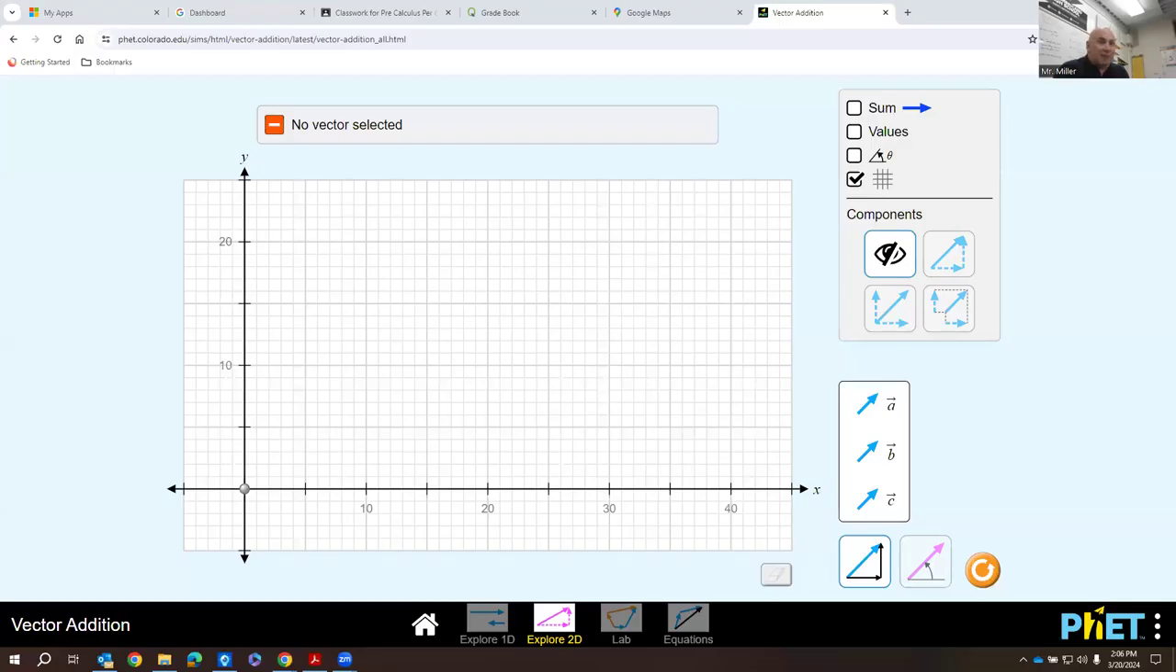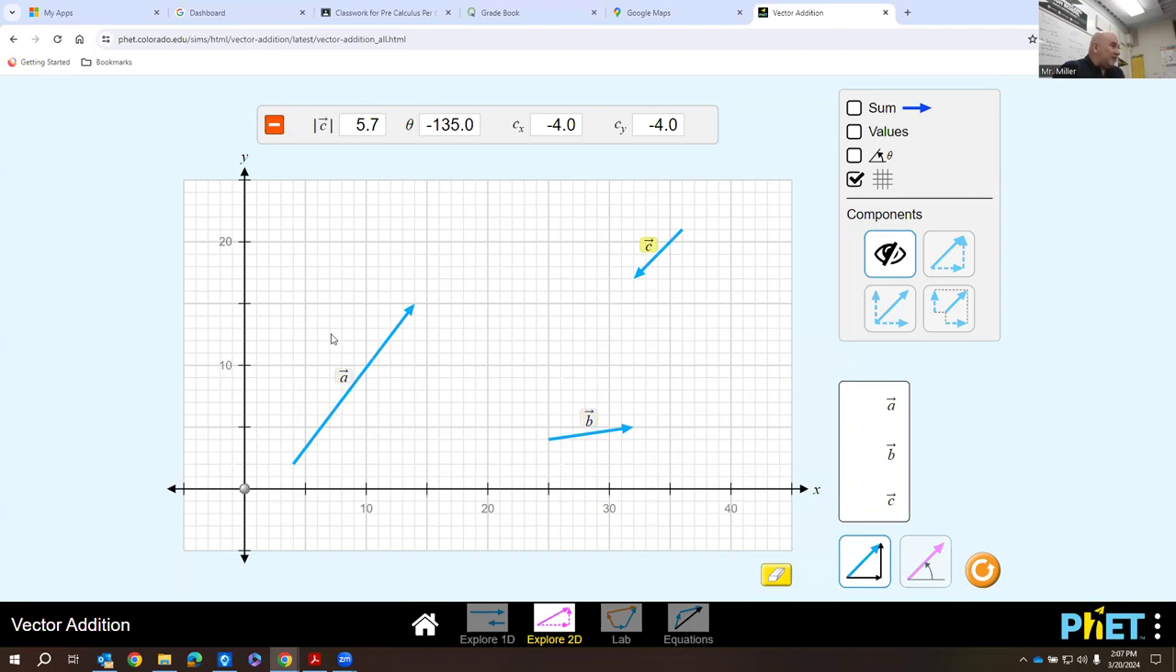Alrighty, it took me a moment, but I was able to get this applet going. So here's vector A. Oops, just need to drag an A over here. There's A. And we can make A a little bit longer if we want. Here's vector B. I'll make B look like this. And vector C, we'll make C look like that.